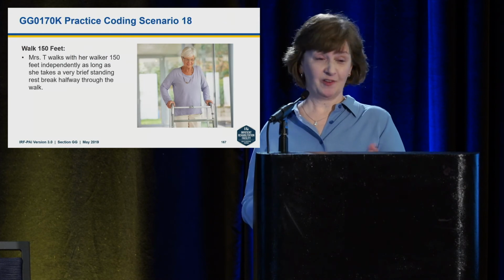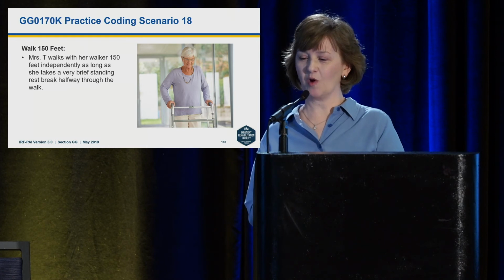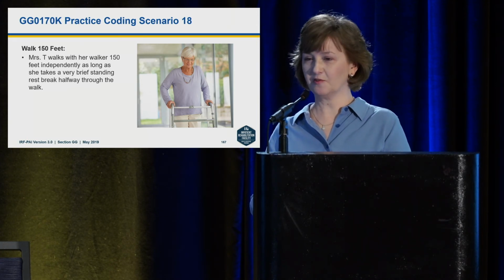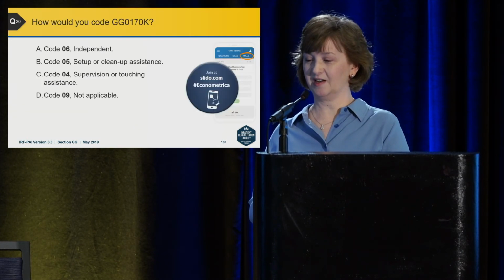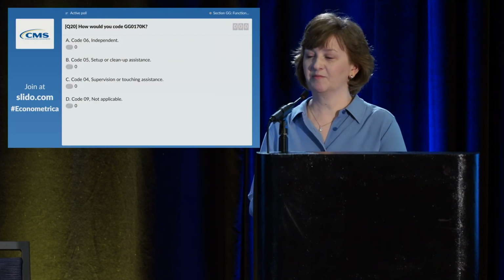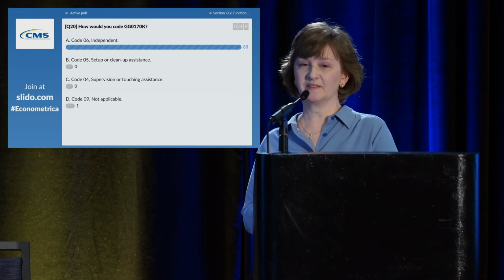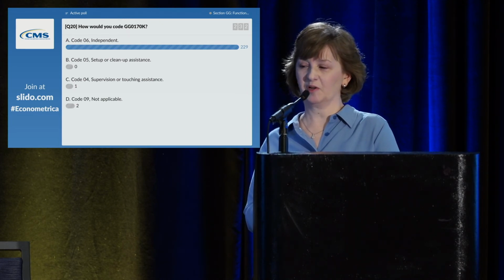Okay, so we have another practice scenario. Here, Miss T walks with her walker 150 feet independently as long as she takes a very brief standing rest break halfway through the walk. So if you can go to Slido, you will be coding her, again, 150 feet. She travels independently as long as she's able to take a brief standing break. The options that you'll see on Slido are 06, independent, 05, setup cleanup assistance, 04, supervision or touching assistance, 09, not applicable.